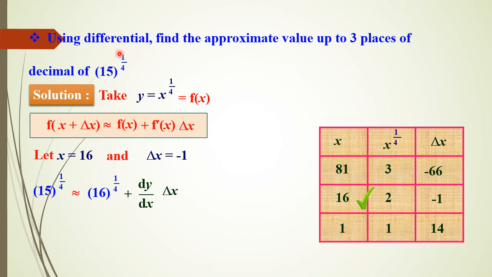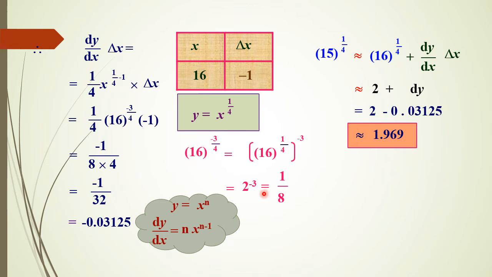Next, in these differentials, we will be finding the approximate value of 15 raised to 1 by 4. 15 is not a fourth root, but 16 is the fourth root. So x equal to 16, delta x equal to -1. Whatever procedure we have adopted for the previous sum, you apply the same thing, so that at the end you will be getting the answer.